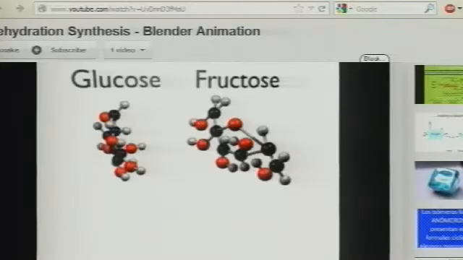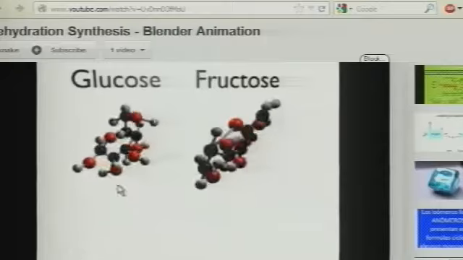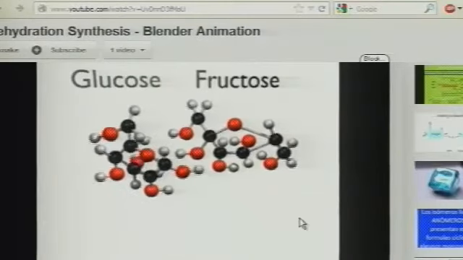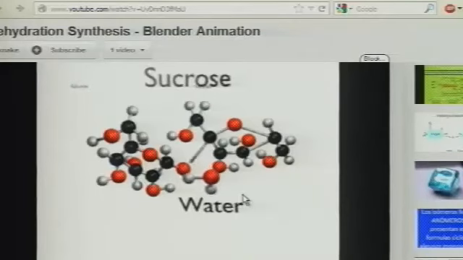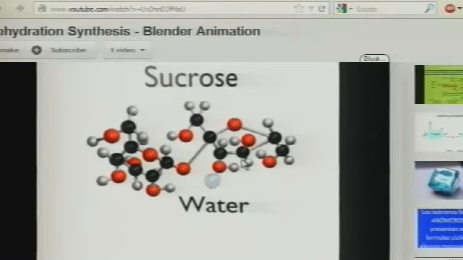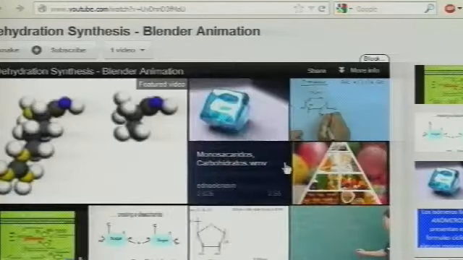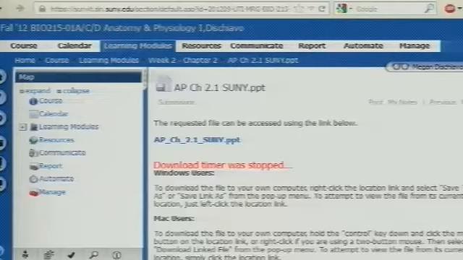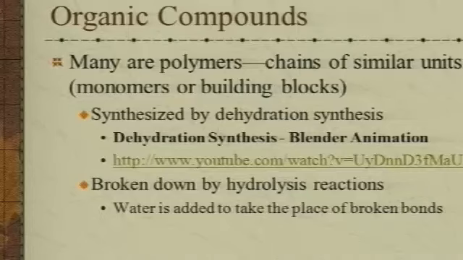So we have two basic sugars, glucose and fructose. We remove a water molecule. There's water, and now we form sucrose. Basic animation. So let's get back to the PowerPoints here.